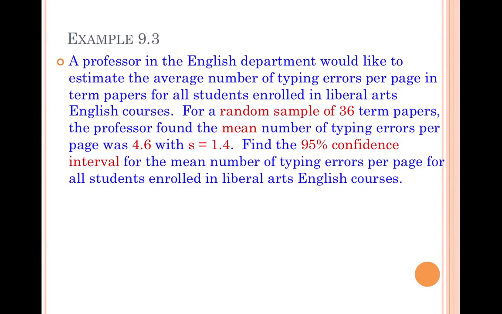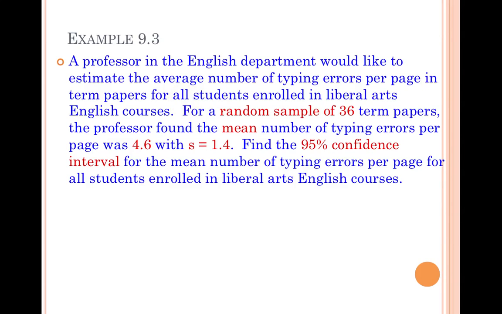Example 9.3. A professor in the English department would like to estimate the average number of typing errors per page in term papers for all students enrolled in liberal arts English courses. So notice that it says the professor would like to estimate the average typing errors for all students. So the professor is basically trying to estimate a population mean.